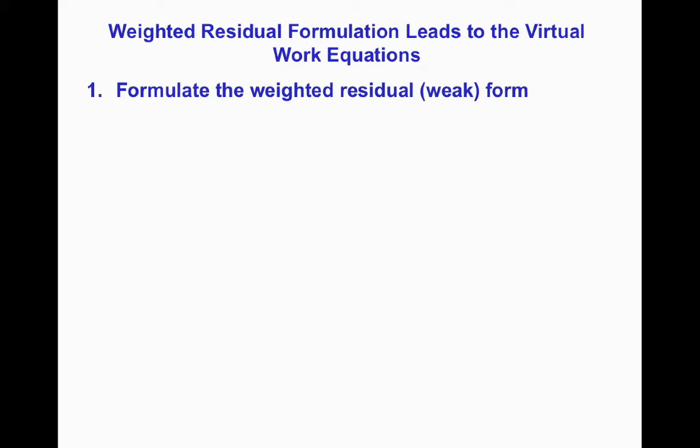So the weighted residual formulation applied to the equilibrium equations results in what's known as the virtual work equations, equations that were already known in mechanics. So we formulate the weighted residual or weak form of the governing equations by taking our differential equation, putting all the terms on one side, so the right-hand side is zero, so this is the residual, multiplying it by some weighting function W, and then integrating over the domain. So in the case of our governing equations, we would have divergence of S, the nominal stress, plus rho times B, the body forces, multiplied by a weighting function W and integrated over the volume is equal to zero.